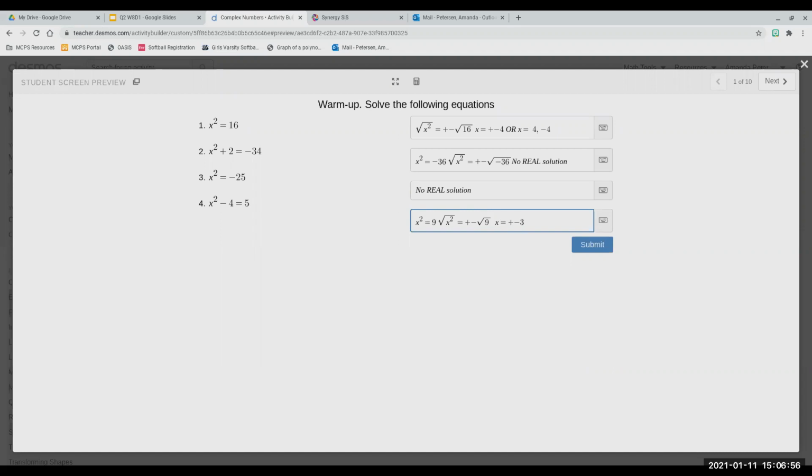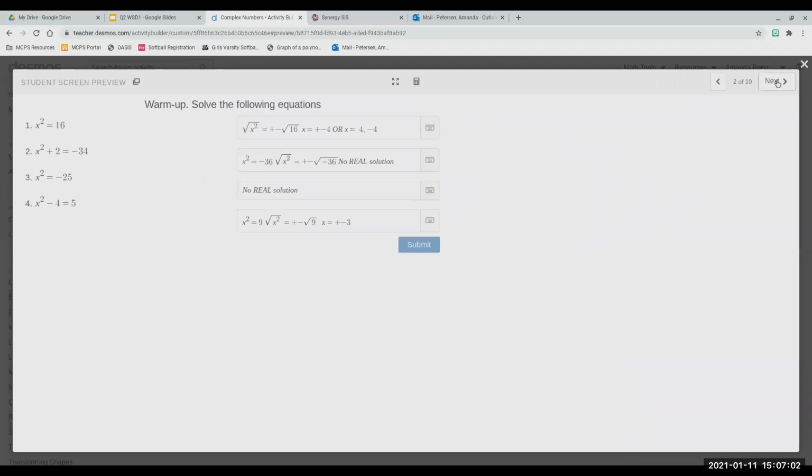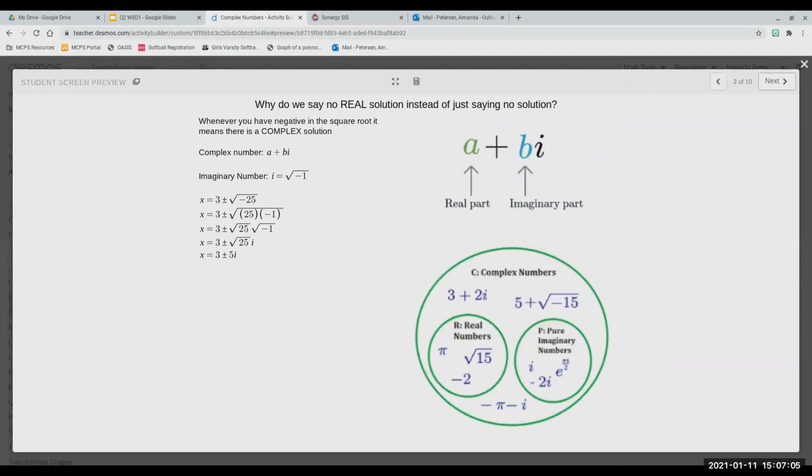Now, notice how I say no real solution. Not just no solution, no real solution. This is what we're getting at today. Why is it no real solution? Well, the reason I say no real solution is because there's actually a complex solution.